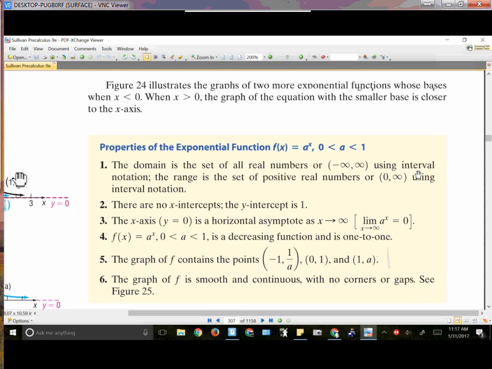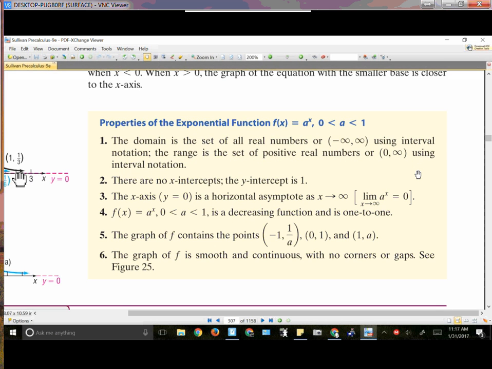What happens if a is between 0 and 1? Now we do not talk about this thing being negative. We only talk about the values of a, the growth factor, between 0 and 1 or bigger than 1. So if you have a growth factor of 1, is it going to do anything? No, it just keeps multiplying by 1.